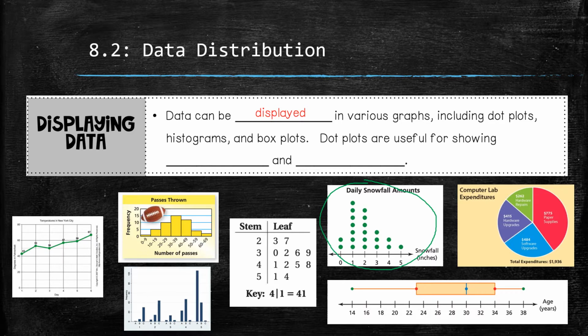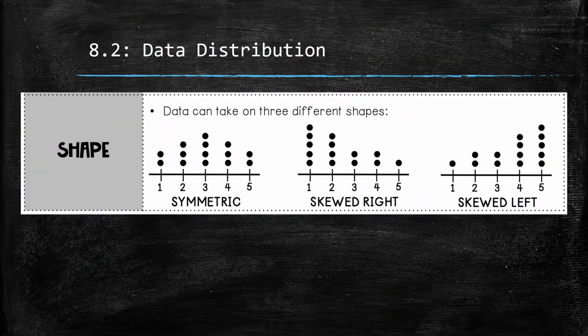Dot plots are very useful in showing the center and the variance. The center has to do with the rise or the height. You can see right here is the height of my data, or the variance, which is my spread. The shape of the data can take on a variety of different shapes. We're going to focus on 3 shapes for 6th grade, but I am going to show you a couple other shapes as well.